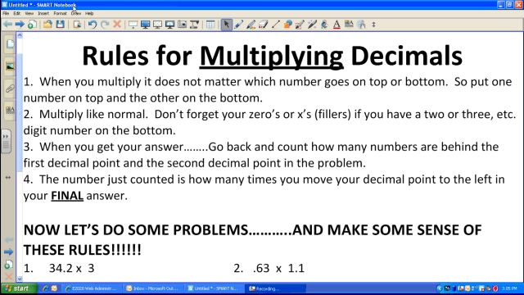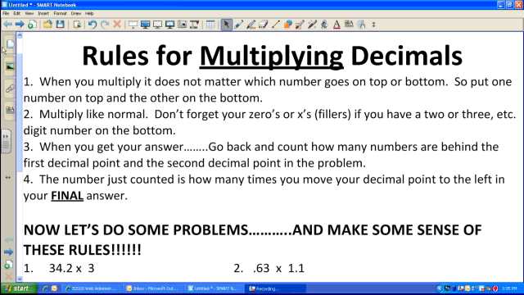Step 4, the number you just counted is going to be how many times you move your decimal point to the left in your final answer. So that's after you got done adding everything up and you got your total number. Initially it looks like a whole number, and with all whole numbers, there is a decimal point. It's just located at the very end of it, so to the far right. So when you move your decimal point back to the left, you need to add it first at the end and then start moving it.